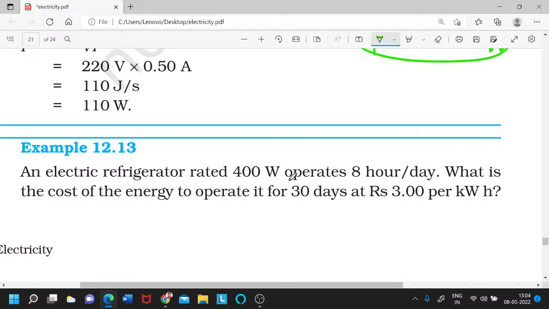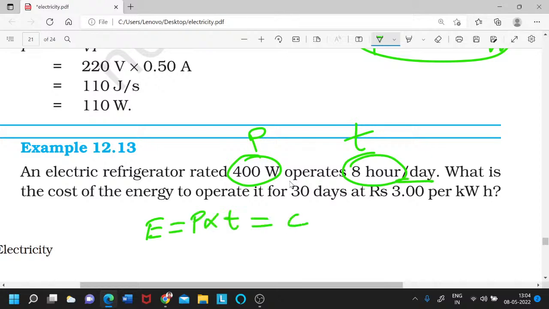Next one. Power is given as 400 watt. Time is given as 8 hour. Power into time will give energy. Okay, it is only for one day. 400 into 8 watt hour. Again, they want 30 days. What is the energy? 400 into 8 into 30 watt hour.